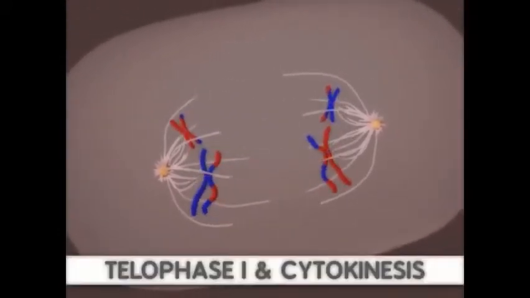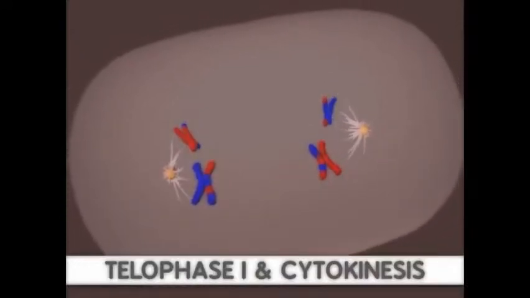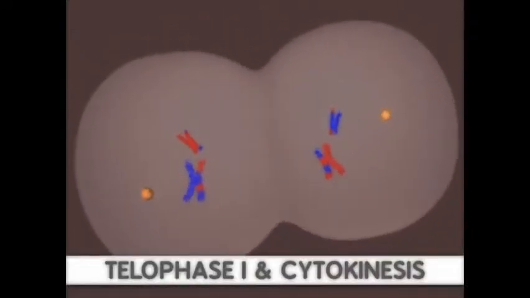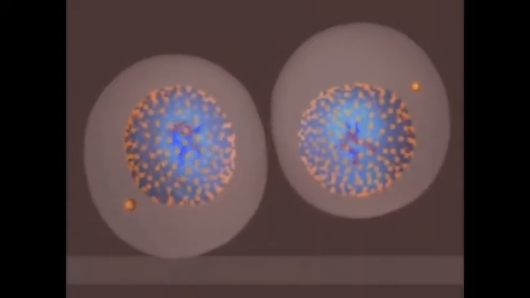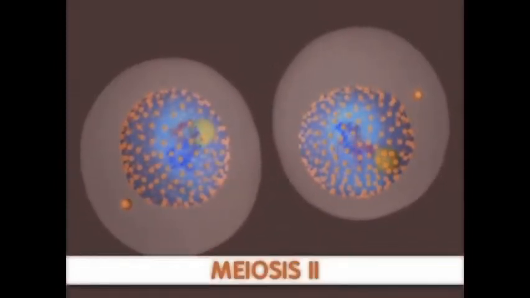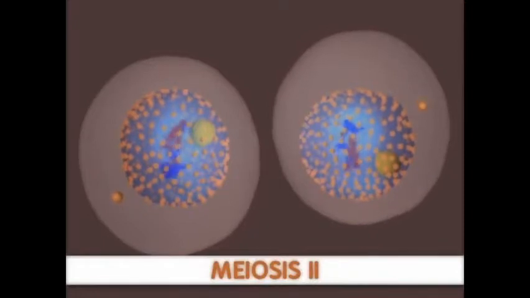The final steps of meiosis 1 are telophase 1 and cytokinesis. Here, the cell divides into two daughter cells. Each of these two cells now undergoes meiosis 2. Meiosis 2 is similar to mitosis.